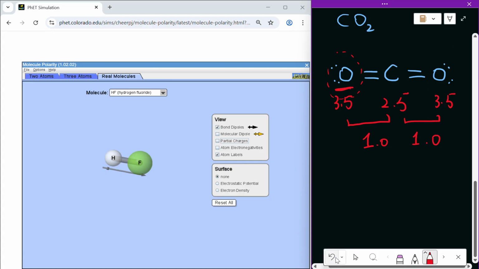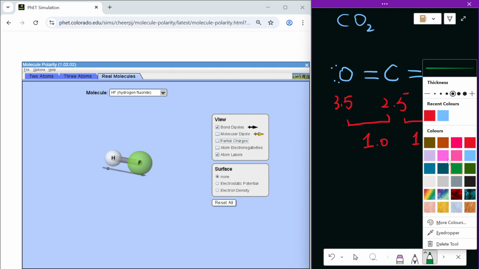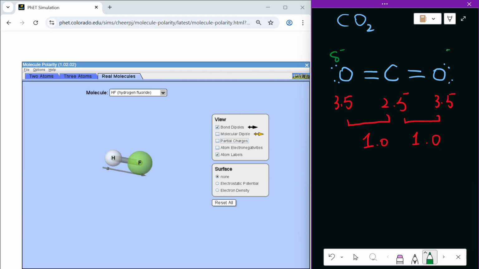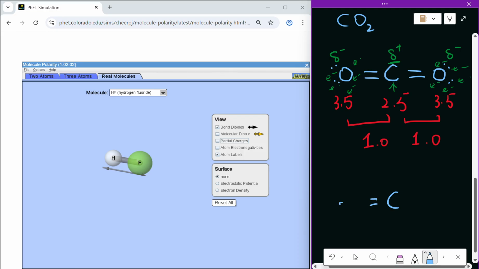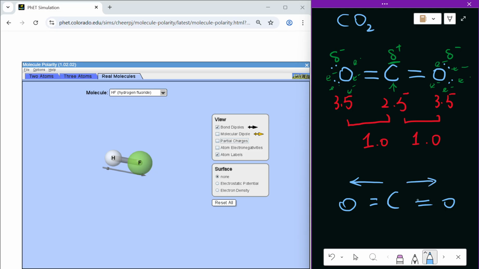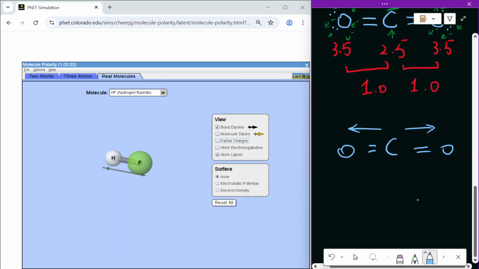Therefore, we can deduce that on the two oxygen sides, we would have a negative dipole because the electrons are sticking to both sides, while the central carbon atom would have a positive dipole. Now, we have determined the bond dipole for this molecule, and we can use arrows to represent the likelihood of electrons. That's a good analogy to understand this.